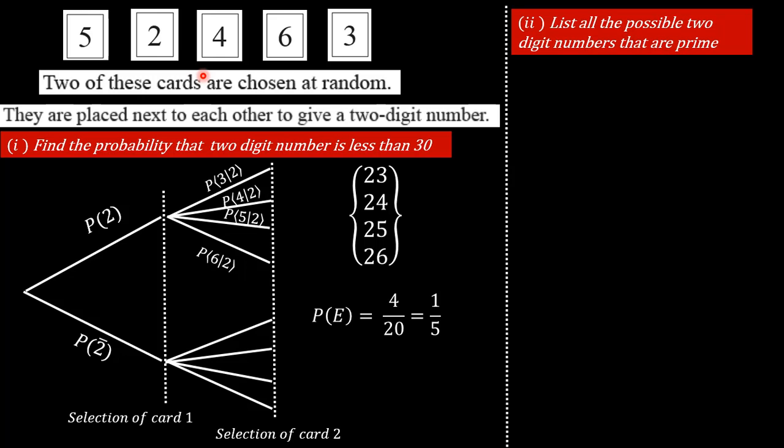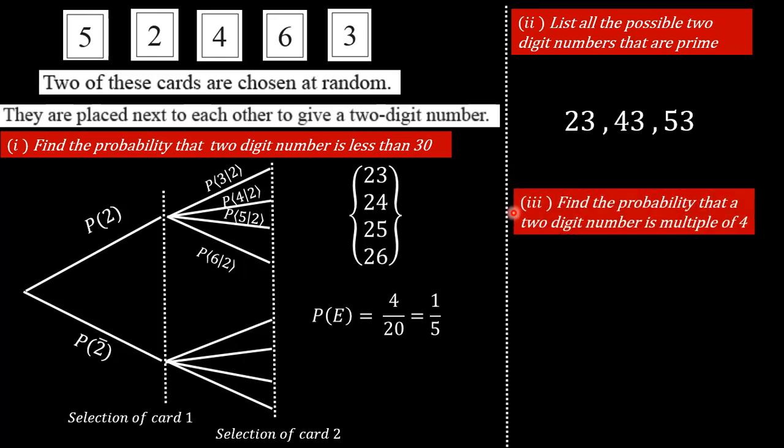Now if the first card is 4, then we can have the numbers 45, 42, 46 and 43. If the first card is 5, then we can have the numbers 52, 54, 56 and 53. For 6 we can have 65, 62, 64 and 63. Now students, out of these 20 outcomes, the prime ones are 23, 43 and 53.